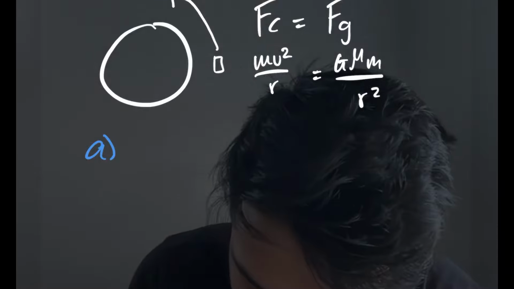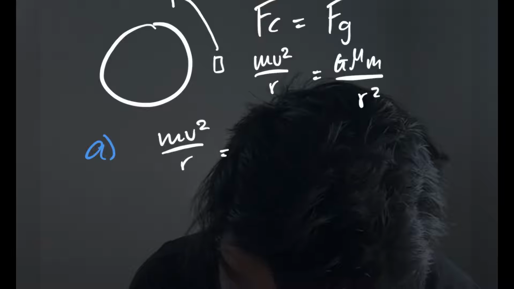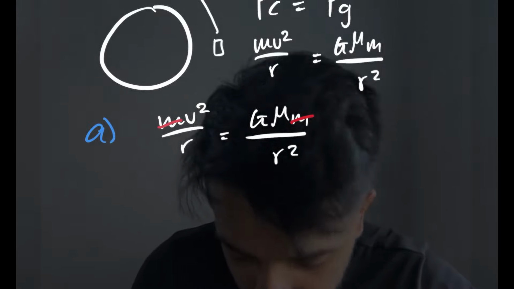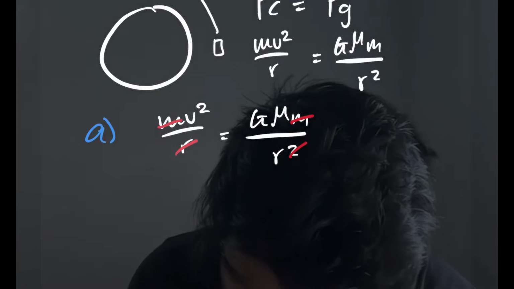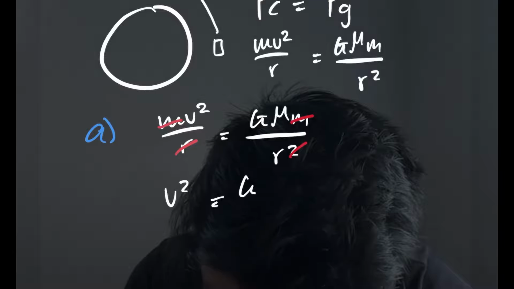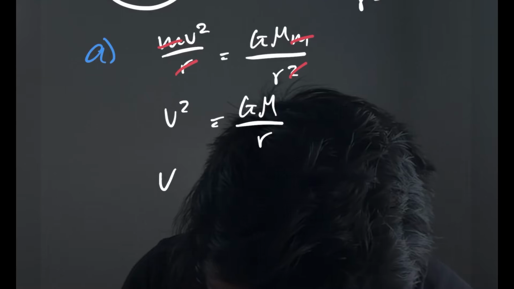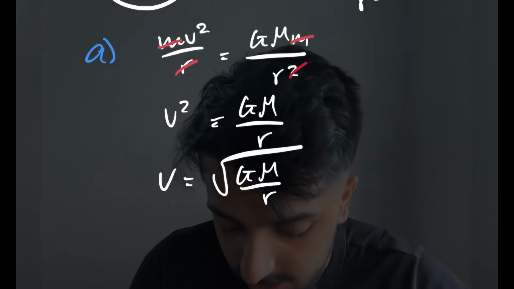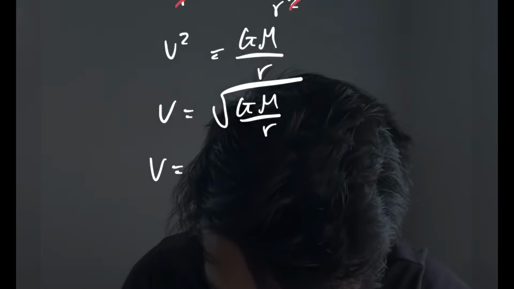If we take this equation, and we can redraw it down here, we can see that we can cancel out these two m's on both sides, and we can also cancel out this r with this power. And what we get is v squared is equal to GM all over r. And therefore our velocity is equal to the square root of GM over r. And so plugging in our numbers, we can find the velocity of the car.